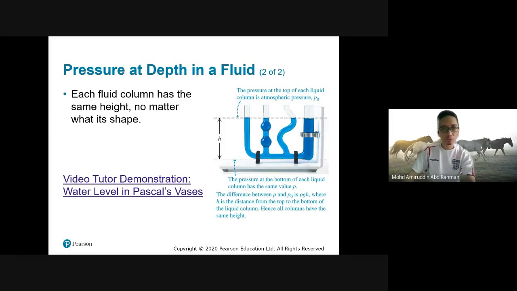Right, so we have over here, each fluid column has the same height, no matter what its shape is. It doesn't matter if it's curvy, or you have a U shape or whatever. You just count the vertical height in order to calculate the pressure.